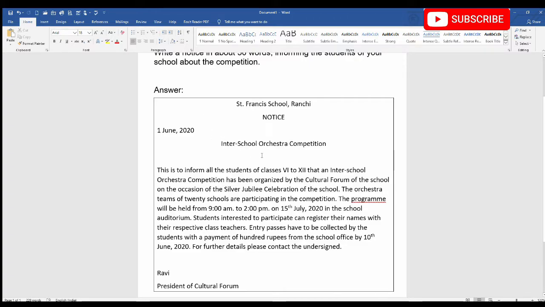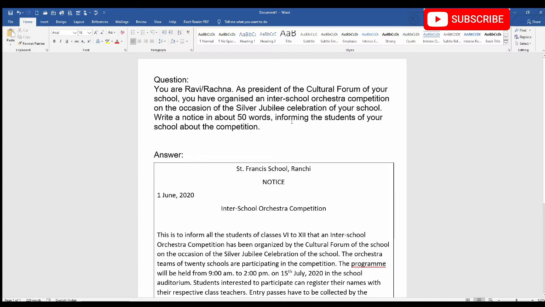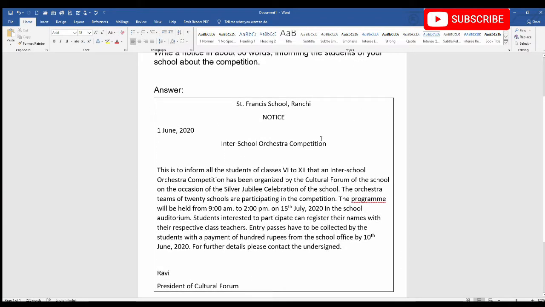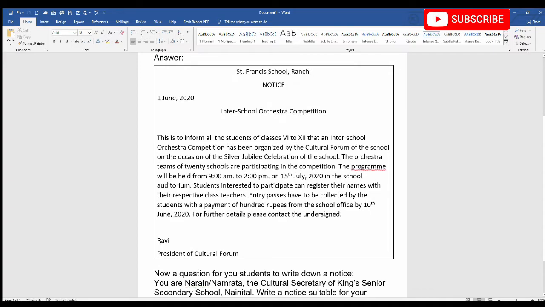After this, you have to write down the topic or the heading. Now, according to the question, we can write down the heading as Inter-School Orchestra Competition. The heading should not be very big or it should not even be incomplete. After this, what you have to do is write down the body of the notice or the content of the notice. It must be written just in one para.